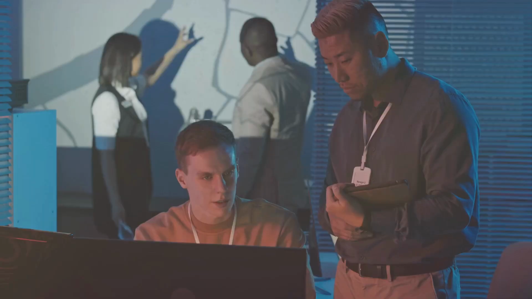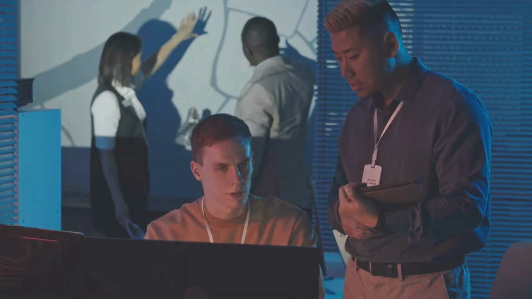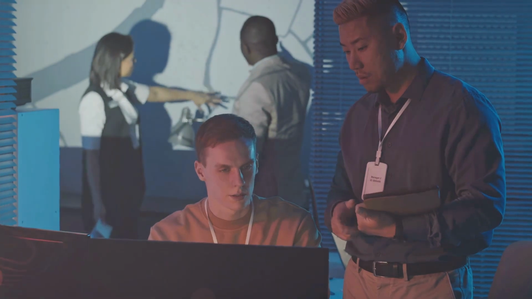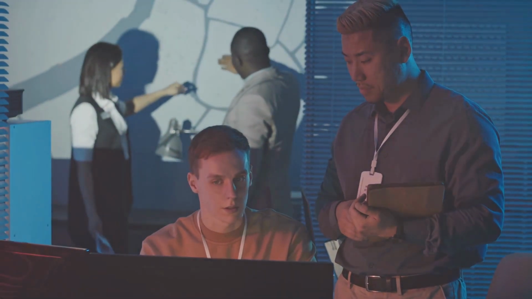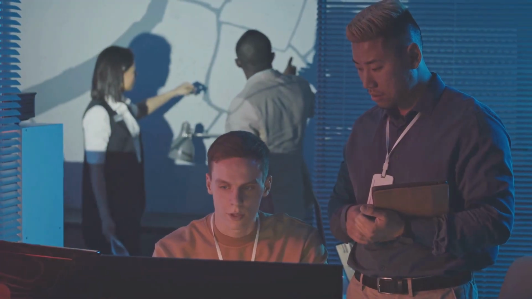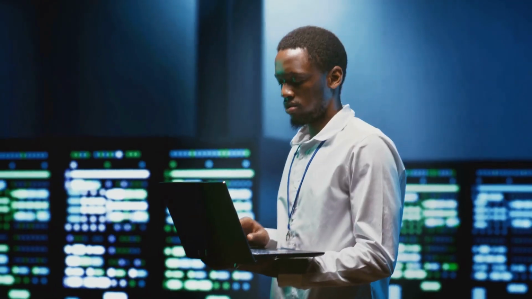This is your plan of action for when things go wrong. A strong incident response strategy can help you detect, contain, and recover from security incidents quickly and efficiently. It's all about being prepared and knowing what to do when a security breach occurs.